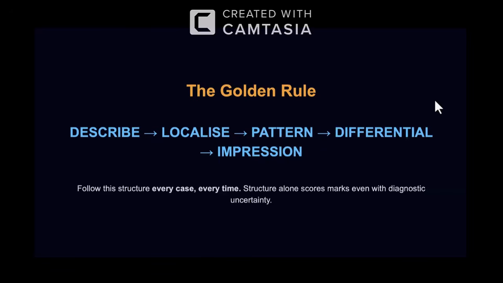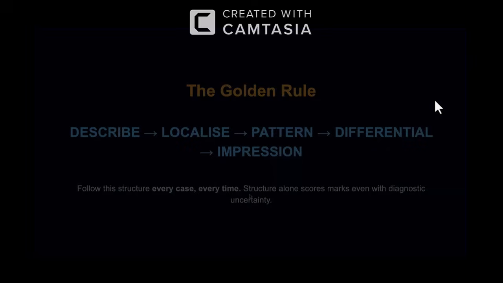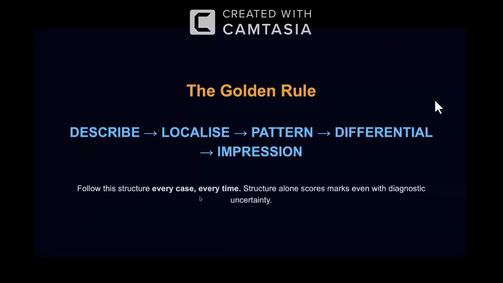The golden rule is to describe and localize the pattern. You have to formulate a pattern, then move to the differential diagnosis, and you have to give a final diagnosis or an impression. This structure has to be there in every single case, every time you report, especially the short cases.